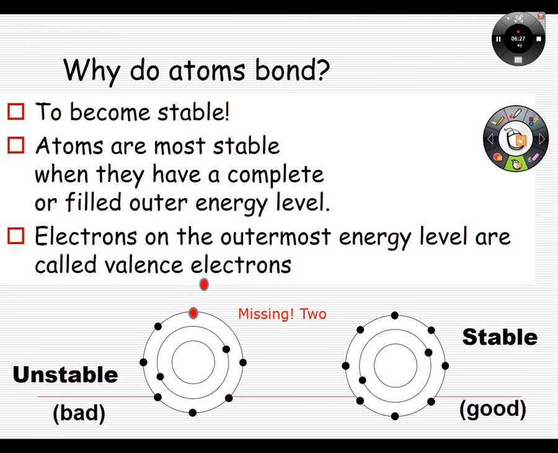Things bond because they want to become stable. They're looking for a complete outer level of electrons. In the example here, it's missing 2 electrons, so we're going to add 2 so that it's happy. Those electrons on the outermost energy level are called valence electrons.